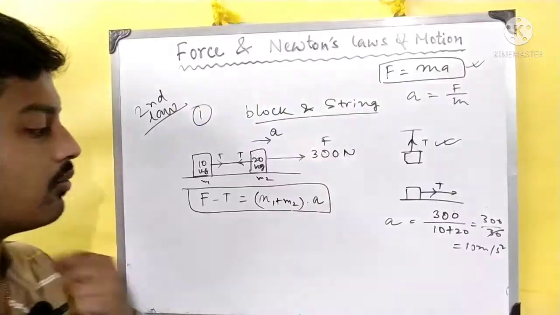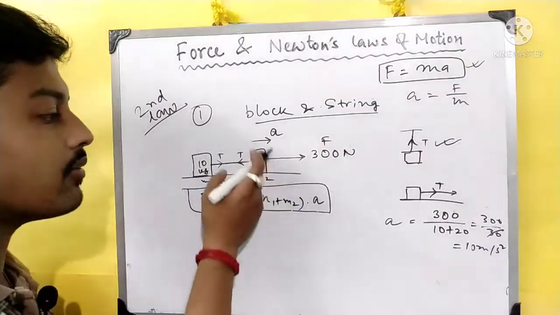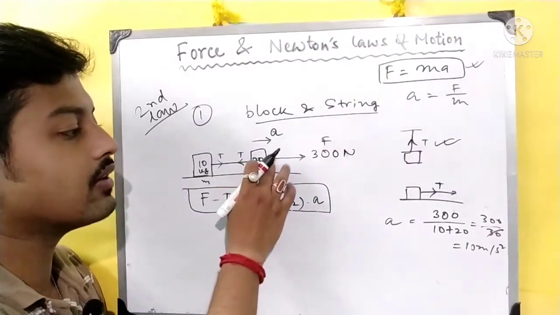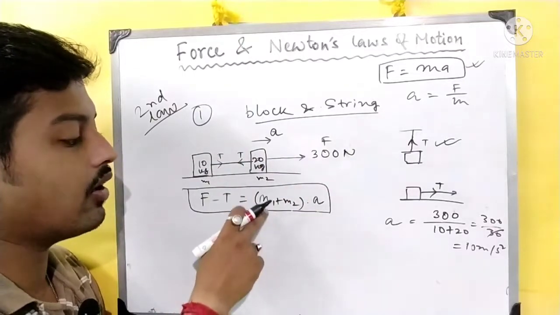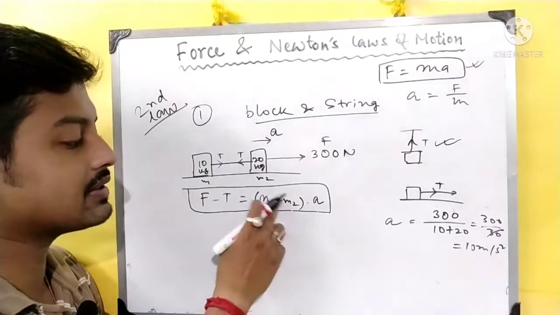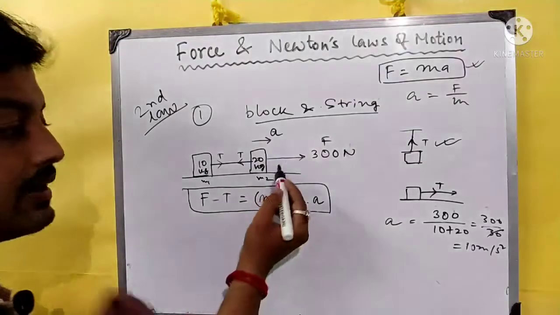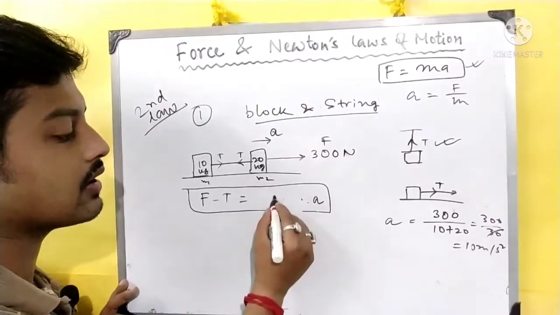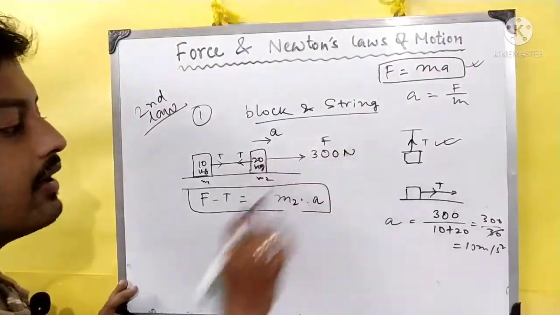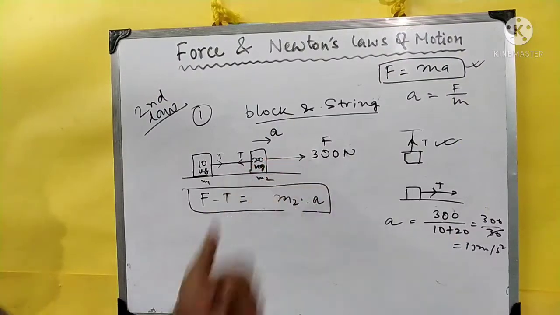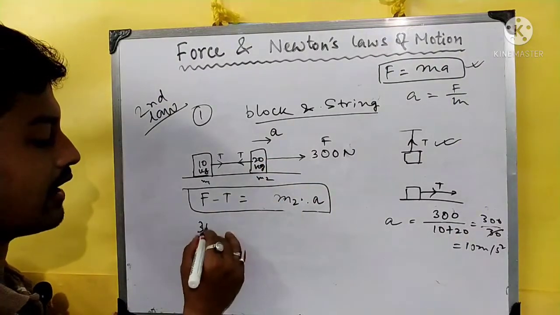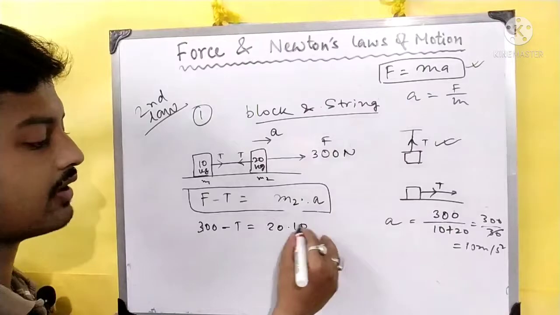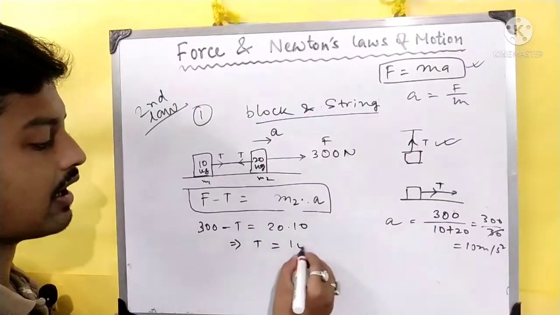We have to consider one more thing over here: to which body the string is applied. The body through which the force is applied, we have to take that body only in this expression. So in the case of this picture, the expression will be only m2 into a, because the force is applied to the m2 mass. Here the force is given as 300. We don't know the tension. m2 is 20, acceleration is 10. So the tension is 100 Newton.